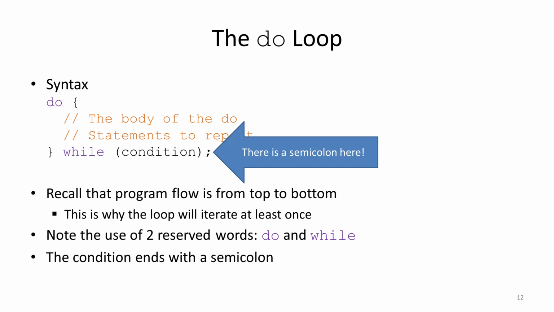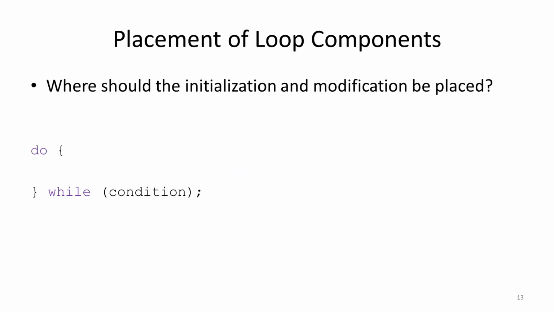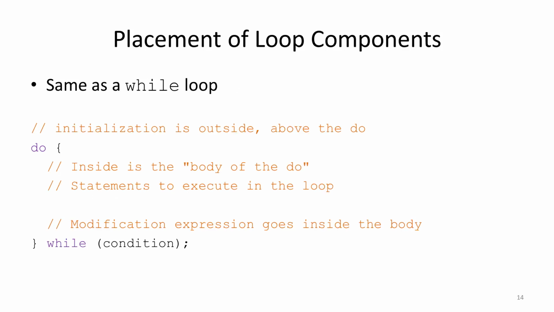When I introduced the while loop itself, I mentioned that you should not put a semicolon after the condition. That was a common mistake. But in a do loop, you must have a semicolon after the condition, and that will properly end the do-while loop. With any loop, you have the three components: initialization, condition, and modification. The placement of the condition is as we would expect in the parentheses. But what about the initialization and modification? It is the same as a while loop. Initialization is outside above the do. Modification is somewhere inside the body of the do, typically at the bottom.